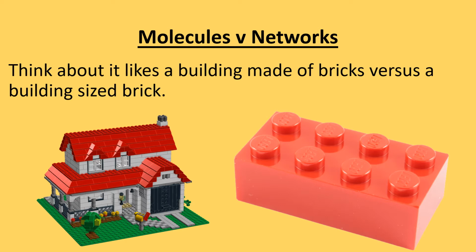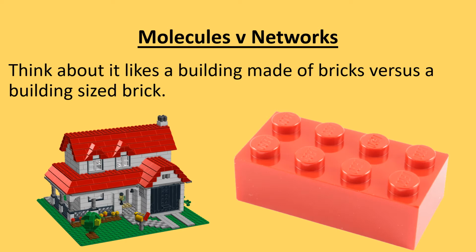Okay, if you were to put that at the other side of your room, for example, you would be able to see it. If you were to put it at the other side of the games hall in school, you would be able to see it. But if you were to take just one of those single Lego bricks and put that at the other side of the games hall, you would probably struggle to pick it out because it would be so small. Imagine then taking a Lego brick and making it so big that it was the same size as the house made of bricks. If you were to put that at the other side of the games hall, you would be able to see it.